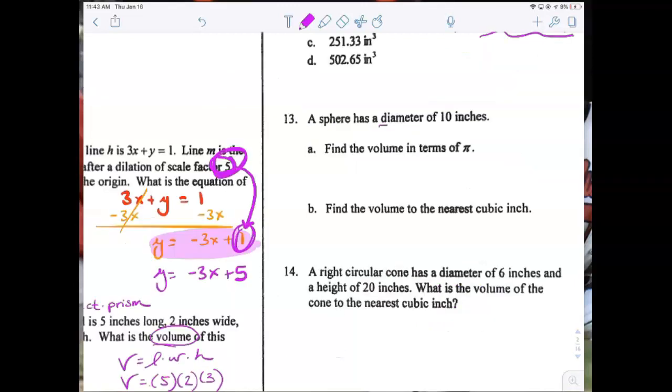Okay, so again, we're given a hint here. We're finding the volume for number 13, and we want to look at our formula sheet. 4/3 pi r cubed. Again, they give us a diameter, so we're going to cut that in half. V equals 4/3 pi, and instead of putting an r, we're going to put in 5. Now this says in terms of pi. So when you see "in terms of pi," it means it wants an exact answer, meaning we're going to multiply everything but this pi.